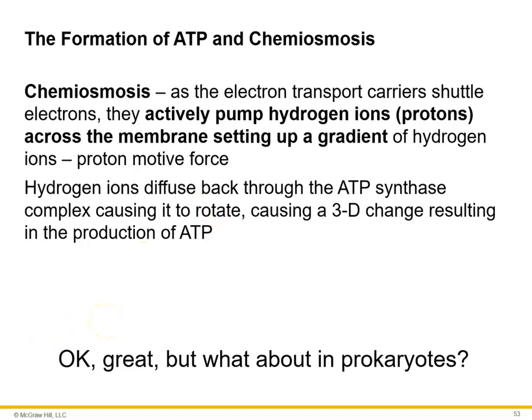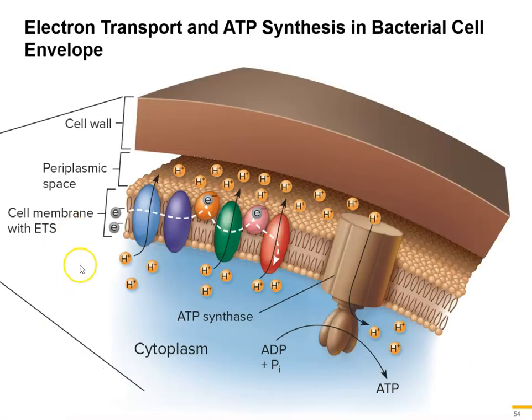That is cellular respiration. Now, that's all great in eukaryotes, but what about in prokaryotes? Prokaryotes lack mitochondria, so how can they make their ATP? Here you can see a close-up of the bacterial cell envelope. So we have the cell membrane, we have the cell wall. This is the periplasmic space, remember, the space between the cell membrane and the cell wall.